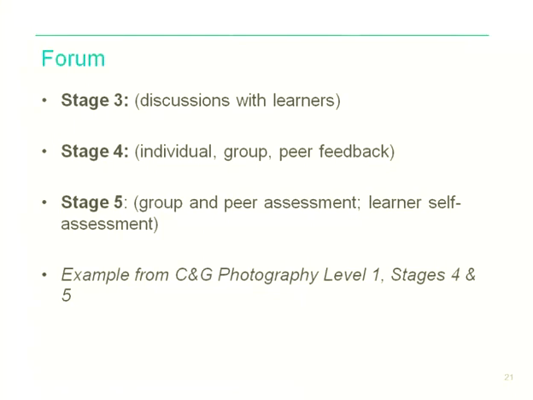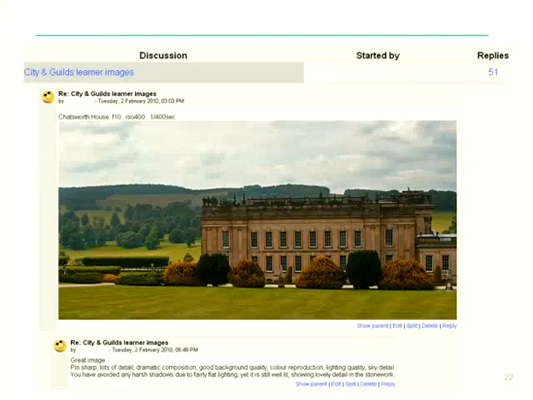Forum, of course, is brilliant for ongoing interaction with the tutor and learner to learner as well. Again, you can use it for 3 different stages. I'd like to show you an example from a City and Guilds photography course for stages 4 and 5. City and Guilds had a competition running on their website. Anyone who was doing their course could upload photographs, or a course tutor could upload photographs of his students. So there was a competition run within the class to decide which images should be uploaded.